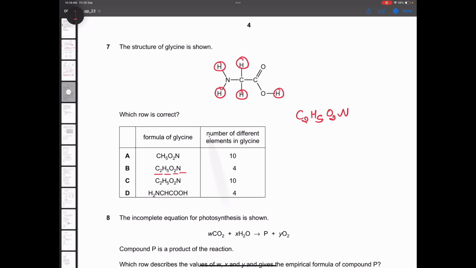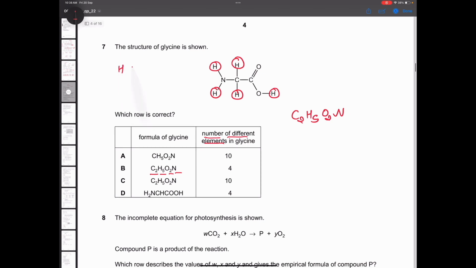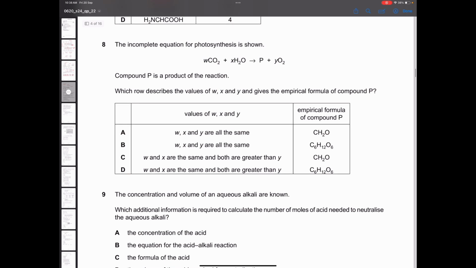Now let's check the number of different elements. Now, hydrogen, there are 5 times, but it is part of the same element. So you will count it only once. So you have hydrogen element here, you have carbon element here, oxygen element, nitrogen element. You can have more than one atoms of hydrogen, but element will be considered only one. Hydrogen is the element. Atoms can be many. So 4 elements are there, means the correct answer will be B only. Done with question 7. Let's do question 8.